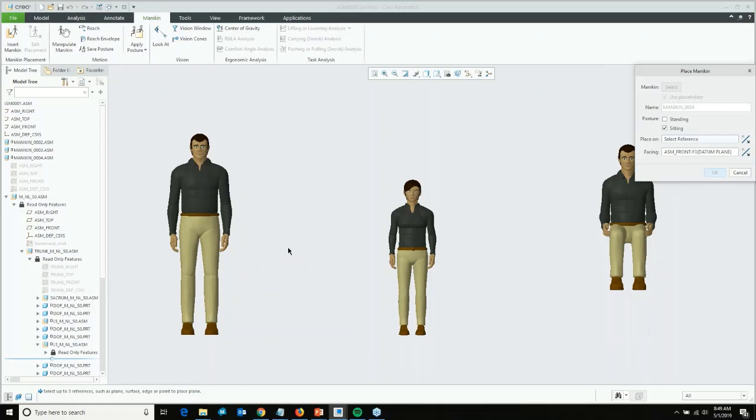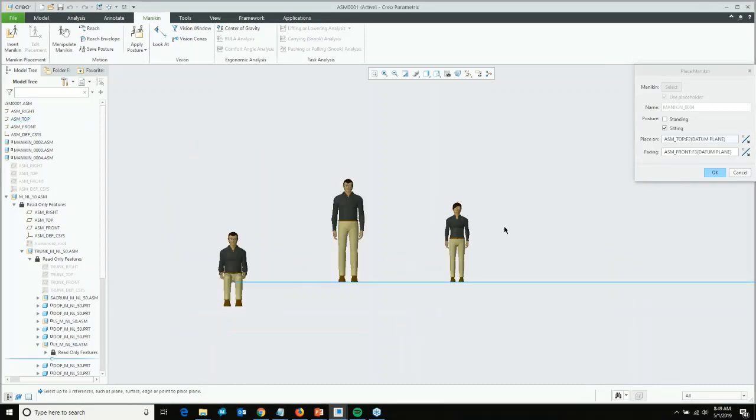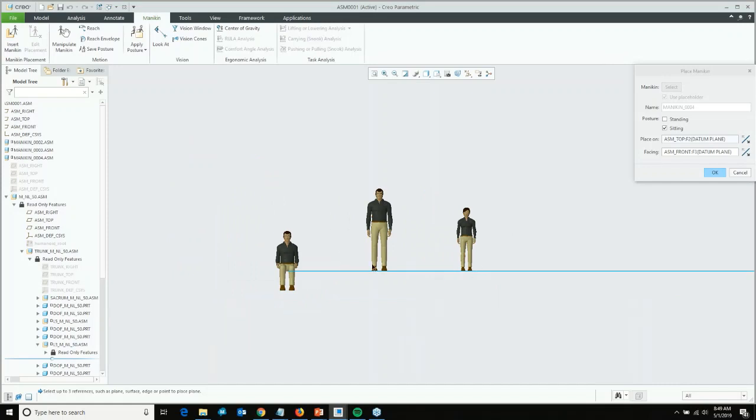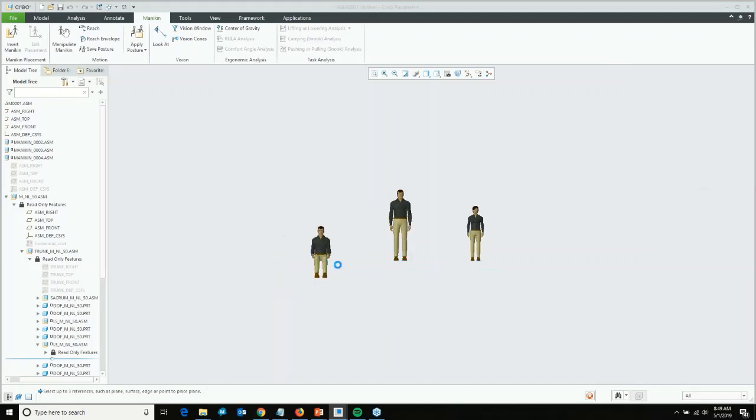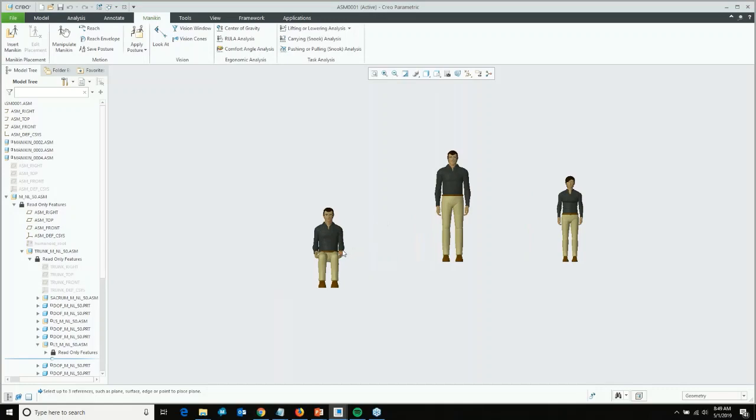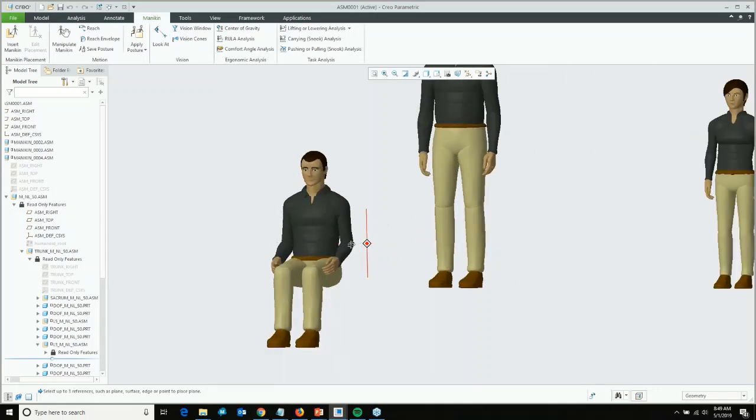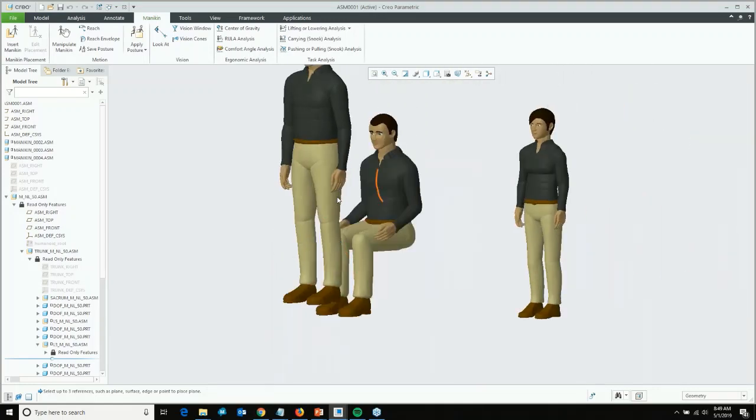again, I'll select a reference to place them on. We'll say, let's place them on the top plane. And yeah, sure, we can move them there. That's fine. And so again, it's a super easy example where you could very quickly modify posture, in this case, whether the person is either standing or sitting.